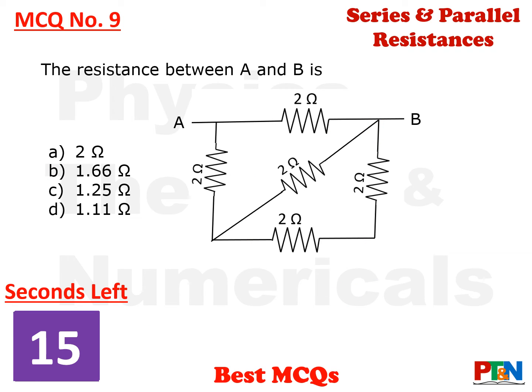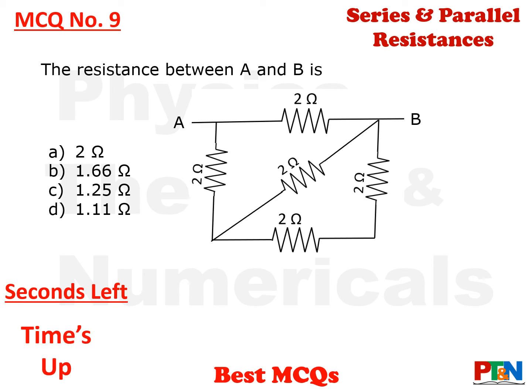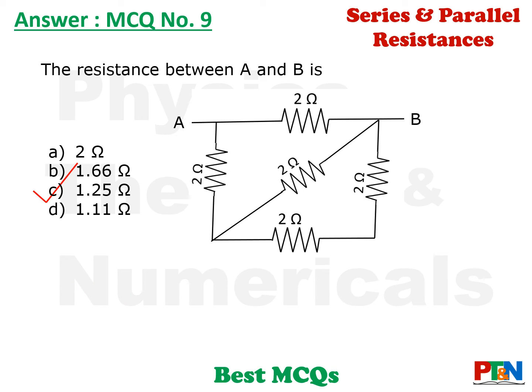Next one made a little more complex. Again, below B in the vertical line one more resistance has come up. Now what is the equivalent resistance? Four options for you, 15 seconds time. Your time starts now. Time's up. Let's see the answer. Answer is 1.25 ohm. How is it so?